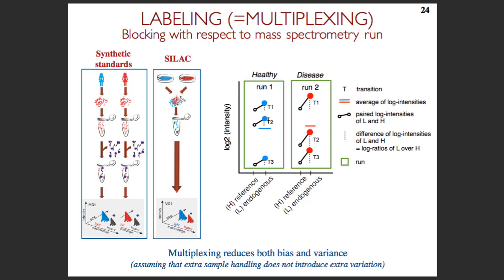We will have blue dots, these are endogenous peaks from the healthy group. Red dots, these are endogenous peaks from the disease group. And if we didn't have any labels, we would be comparing the mean of the log intensities of the healthy to the mean of the log intensity of the disease.